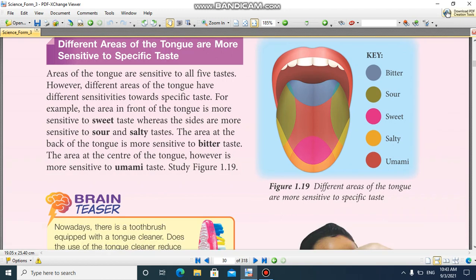All areas of the tongue are sensitive to all 5 tastes. However, different areas of the tongue have different sensitivities towards specific tastes. For example, the area in front of the tongue is more sensitive to sweet taste, whereas the sides are more sensitive to sour and salty taste. The area at the back of the tongue is more sensitive to bitter taste. The area at the center of the tongue, however, is more sensitive to umami taste.